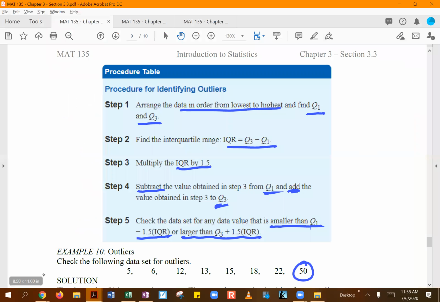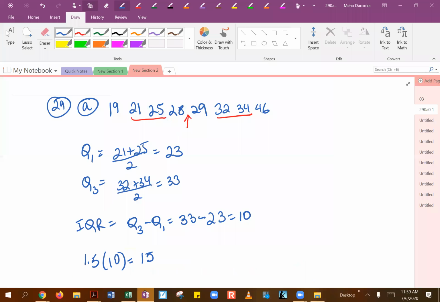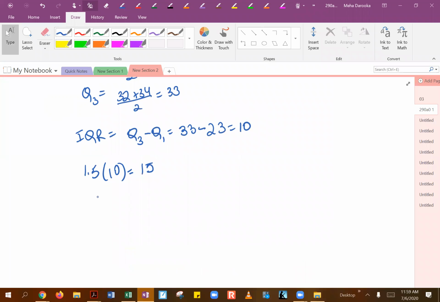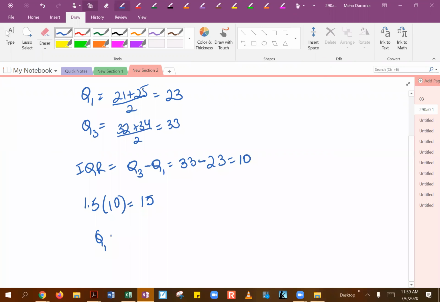So basically, we have done the first part where we have arranged it in order. We found Q1 and Q3. We found the interquartile range and we multiplied by 1.5. Now from Q1, we will be subtracting this number, and from Q3, we will be adding it. So from Q1, subtract 15, which would of course be 23 minus 15, and then from Q3, we add 15, which would put us at 33 plus 15.